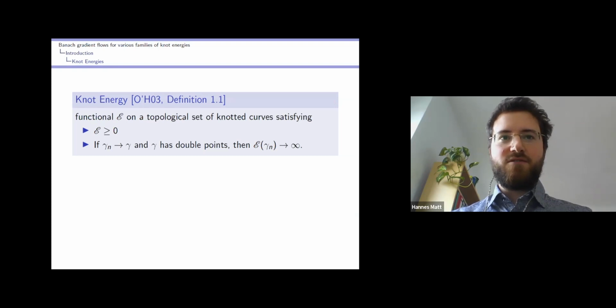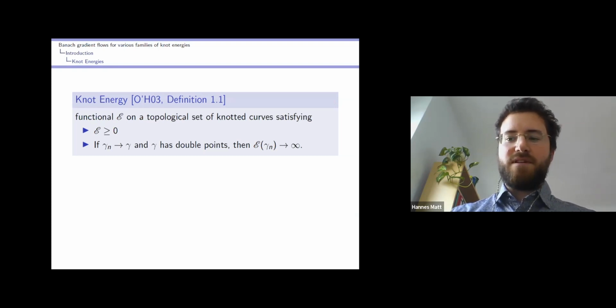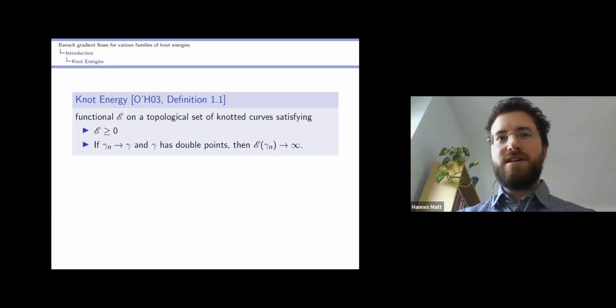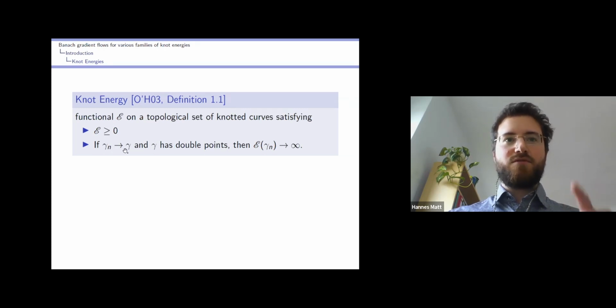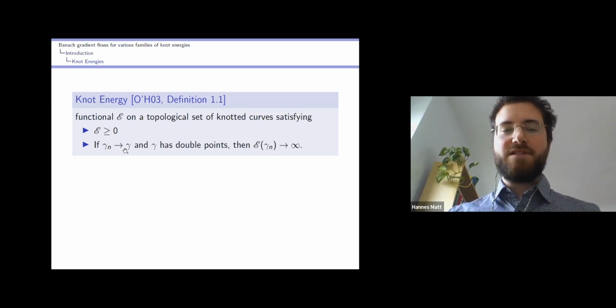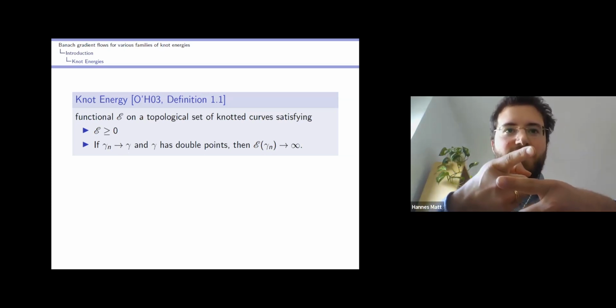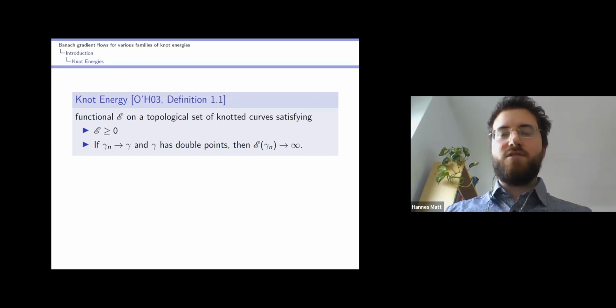So now we have seen some examples. I would like to talk in general about what a knot energy is. In the introduction, I said that it's a map that associates to every curve a number. Here we want a little more structure. So O'Hara in 2003 defines it as a functional on a topological set of knotted curves, satisfying that it's non-negative. And the second property, which is important: if two curves or two pieces of the curves come closer to each other and meet, then the energy must explode.